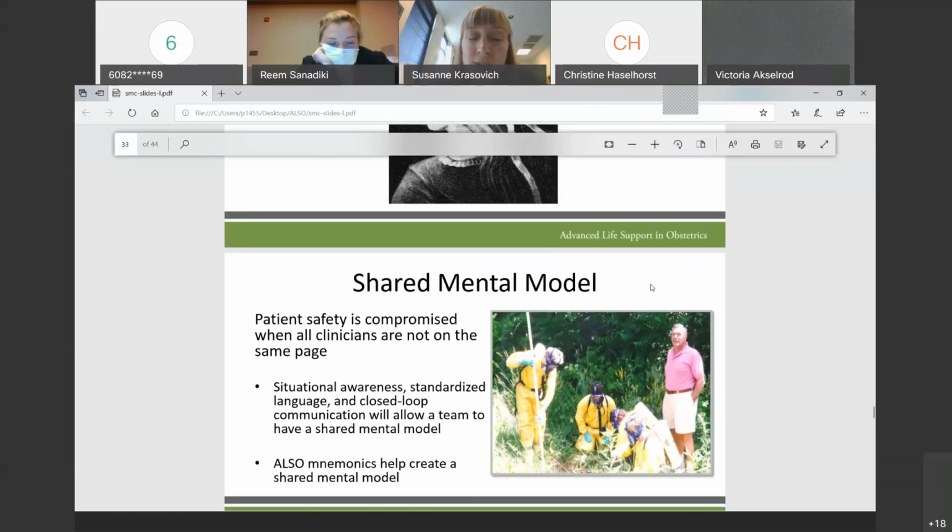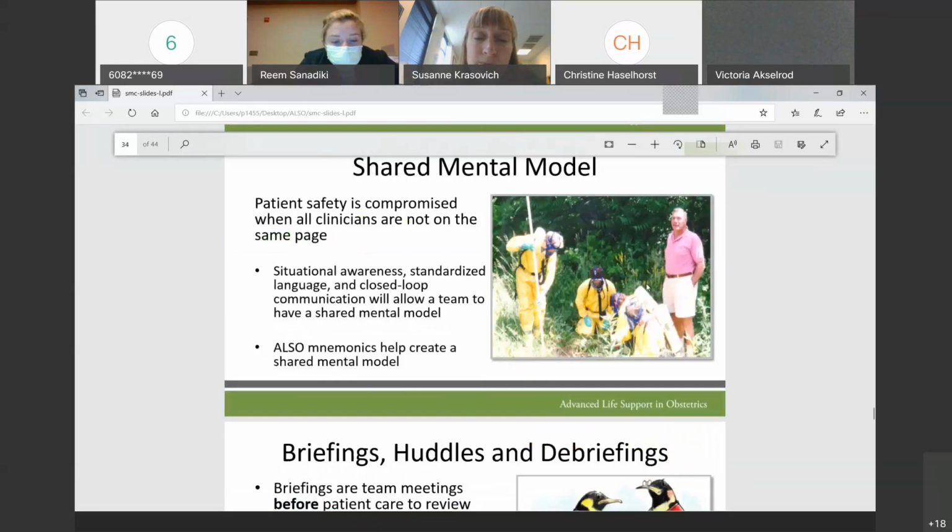Mnemonics also help create a shared mental model if everybody is familiar with them. So, for example, shoulder dystocia and the HELPER mnemonic provides a standardized approach and a way of thinking about how we are going to approach this shoulder dystocia that has everybody thinking through the same steps.